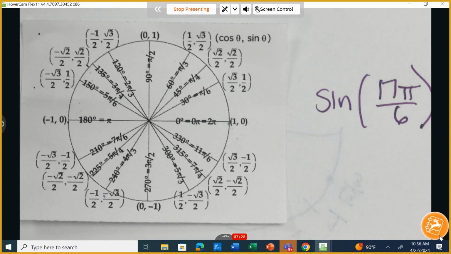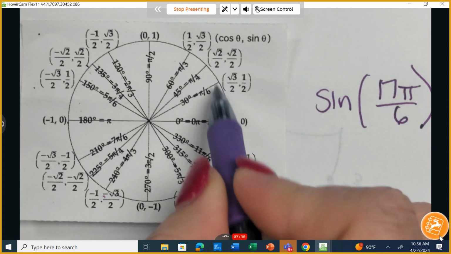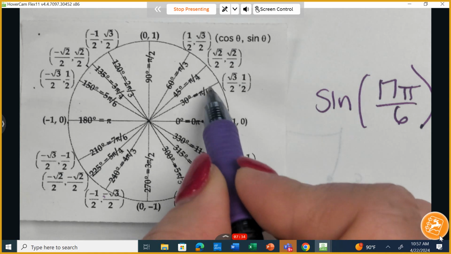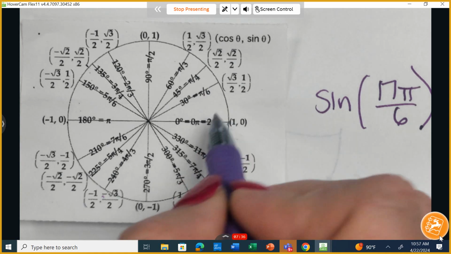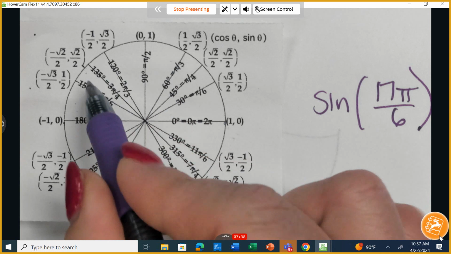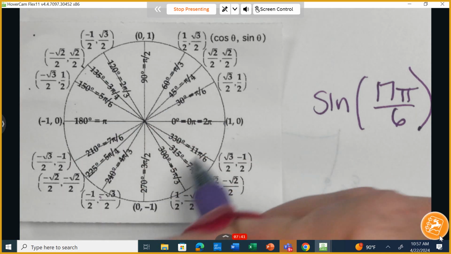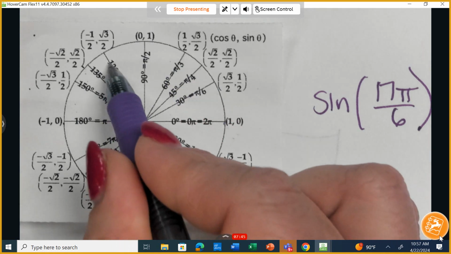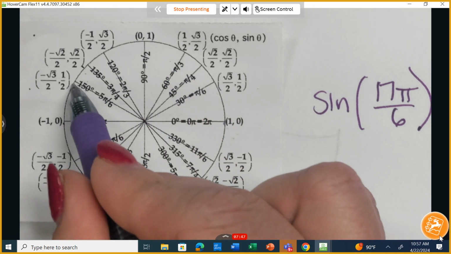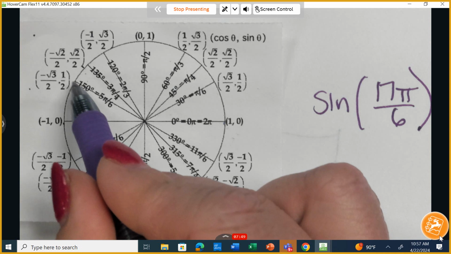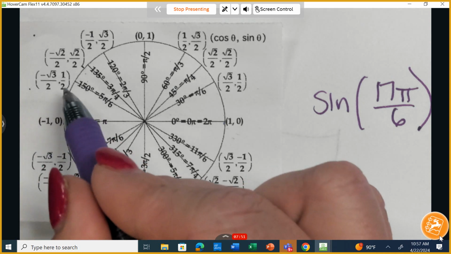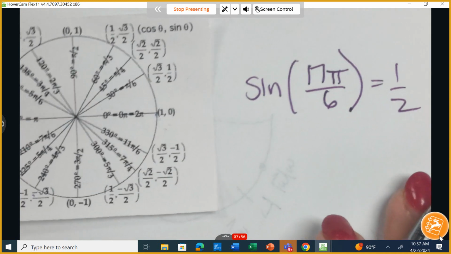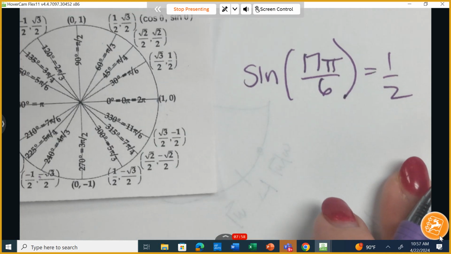Because it's positive, this is my starting line. Think of this as a race. Do I go up or down because it's positive? Up. And I'm going in 30-degree increments or pi over 6 increments. So I'm counting 1, 2, 3, 4, 5, 6, 7, 8, 9, 10, 11, 12, 13, 14, 15, 16, 17. This is where I land for 17 pi over 6. What is the sine? Is it negative square root of 3 over 2 or positive 1/2? Turn to your partner, make sure you understand.